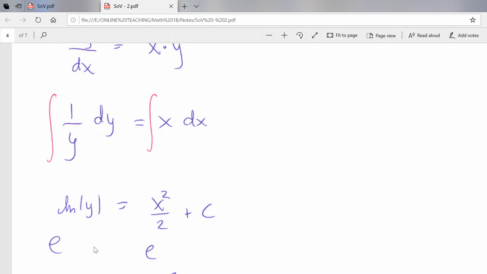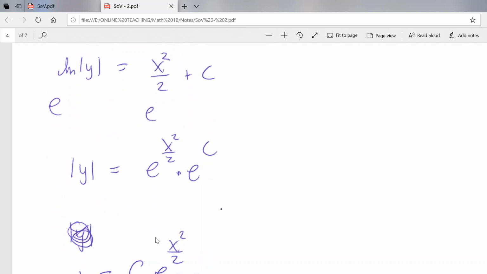We e both sides. We get the absolute value of y, which should be e to the x squared times e to the c. E to the c is just another constant, so let's rename it a new c. And the absolute value, why can I drop it?